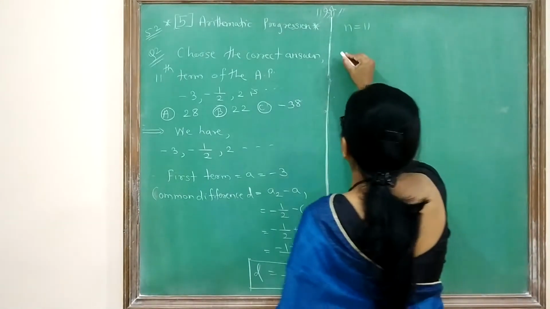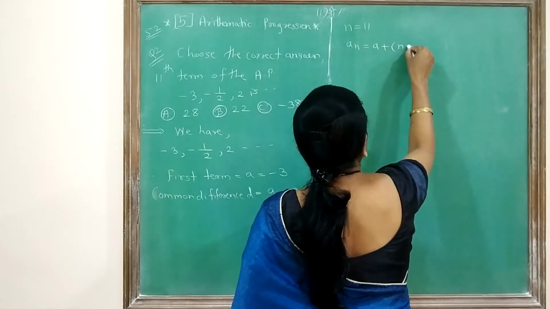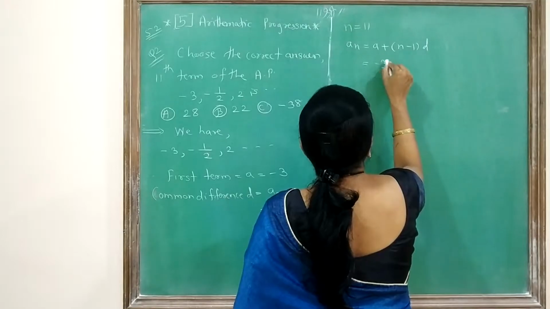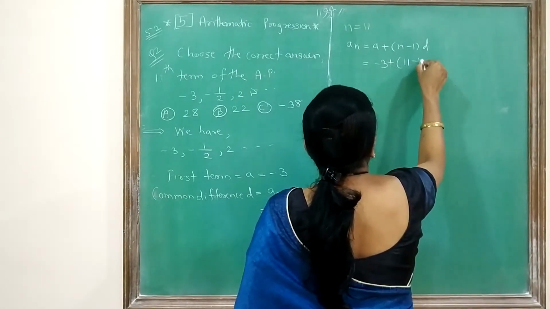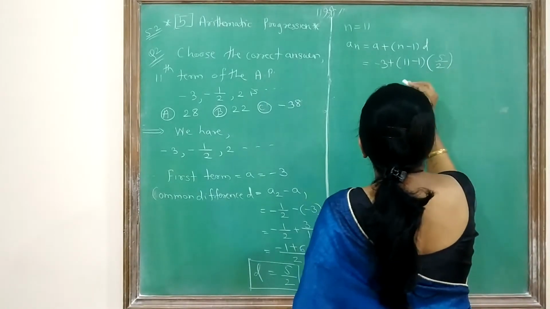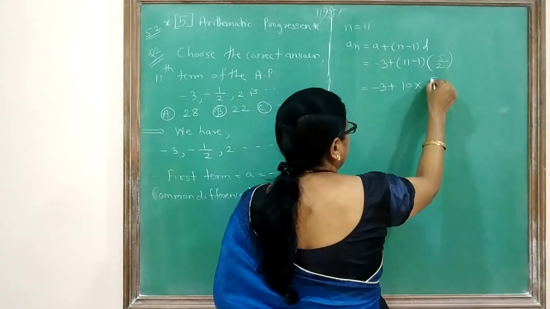Then your answer is what? an equal to a plus n minus 1 into d. Then here a is what? Minus 3 plus 11 minus 1. d is what? 5 by 2. Then put in the values. That is minus 3 plus 10 multiplied by 5 by 2.